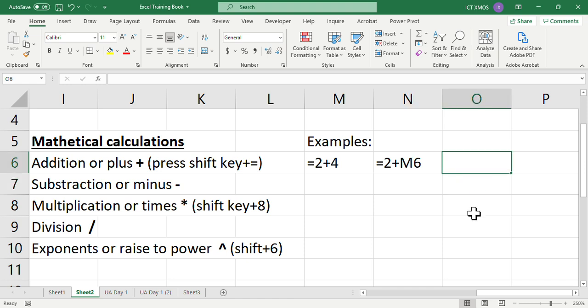You can also use cell referencing totally. You can say equal to N6 plus O6. So these are examples of how you can enter additions in Excel.